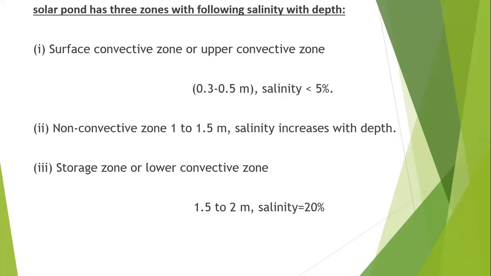Okay, the surface convective zone usually has a small thickness, around 10 to 20 centimeters. It has a low, uniform concentration, close to zero, as well as a fairly uniform temperature, which is close to the ambient air temperature.